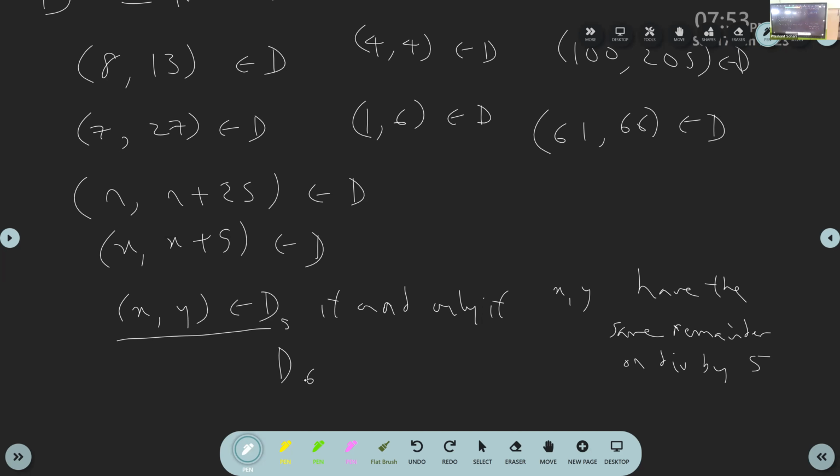1, 7; 1, 13; etc. In fact, any number and itself, right? x comma x. x comma x. Very good. So you see x comma x will be in all of those, because obviously x and x will have the same remainder on dividing by any number.